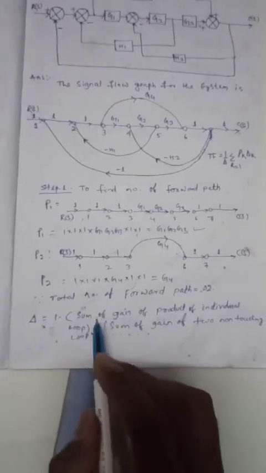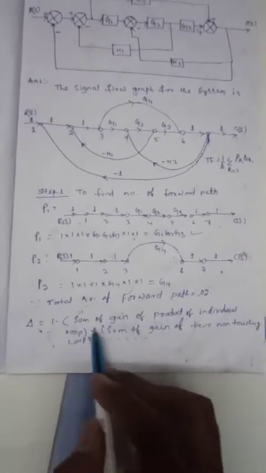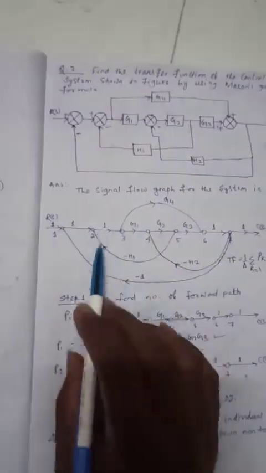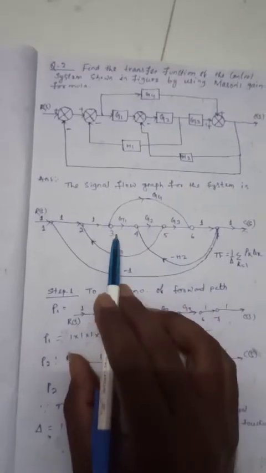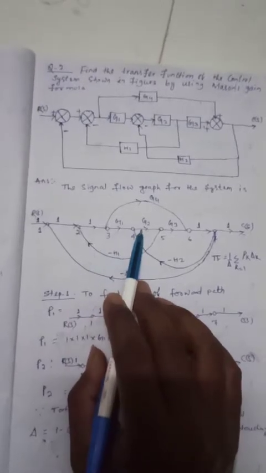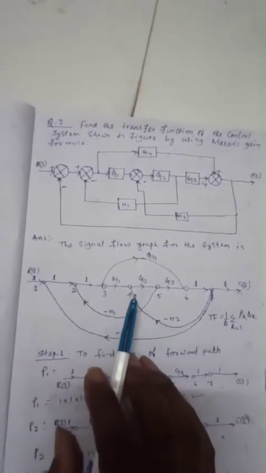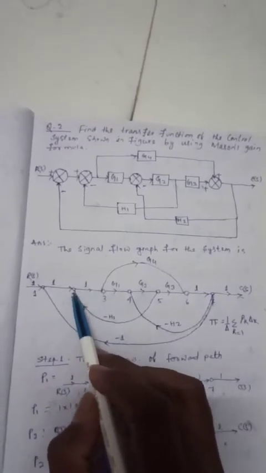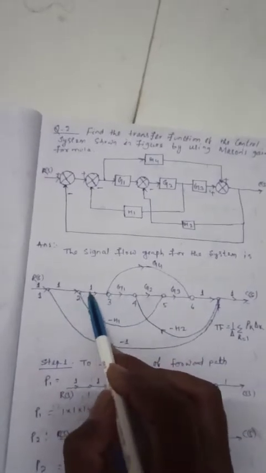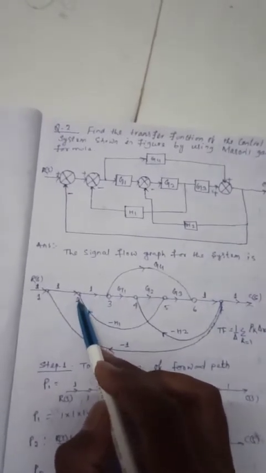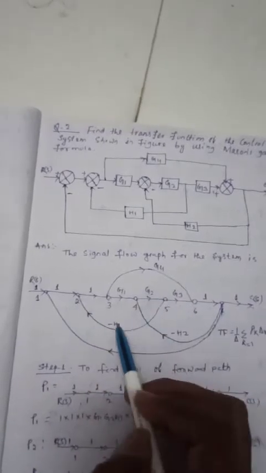Then we have to find the sum of gain of product of individual loops. What do you mean by an individual loop? From this signal flow graph we have to mark how many individual loops there are and what is each individual loop gain. Clear? So look here at node point 2 to 5. The signal is going this way and coming to this and ending with 2. That means the signal started from 2 and ended with 2. That means it is an individual loop.